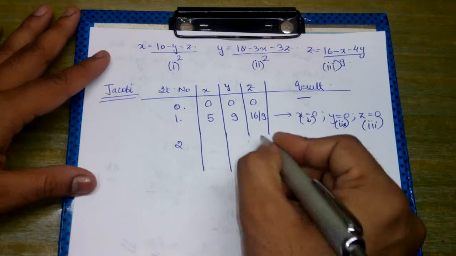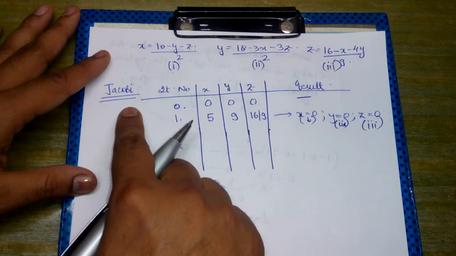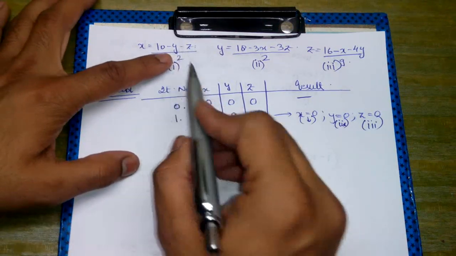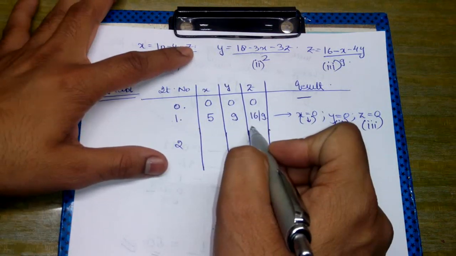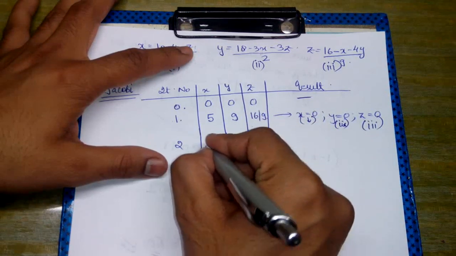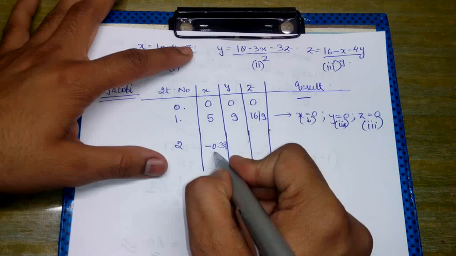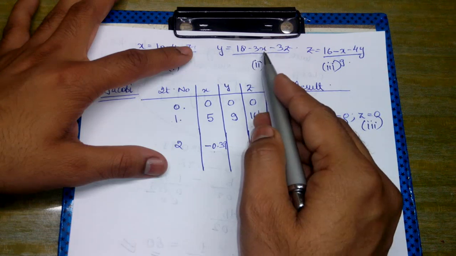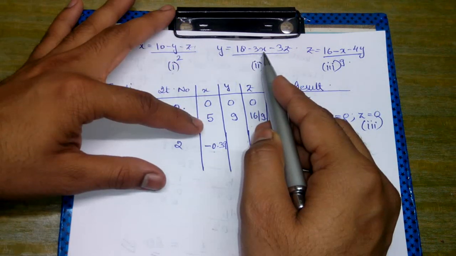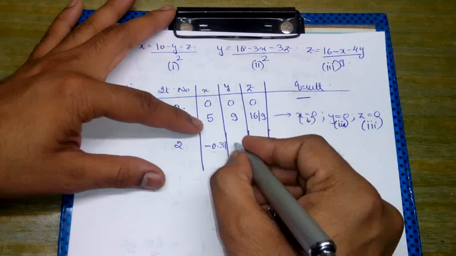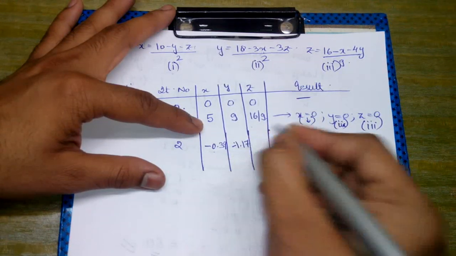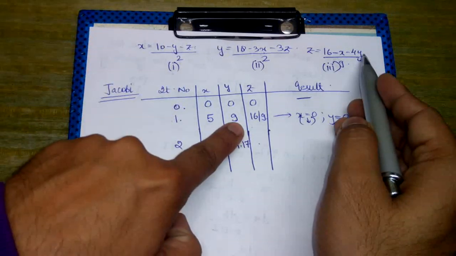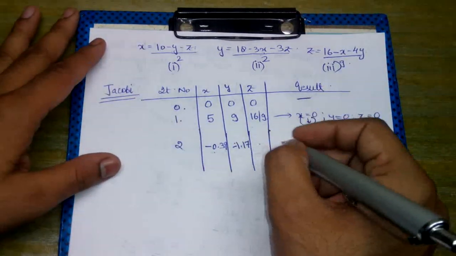Now when we use the second iteration, I have told you that in the case of Jacobi, old values are used. For example, in this equation, now we will keep y as 9 and z as 16 by 9. So when we put this, we will obtain the value as -0.39. Now here we use only the old values. Here we are putting x equal to 5 and z equal to 16 by 9. So the value obtained here will be -1.17. And to find z, we will use this equation and put y equal to 9, x equal to 5.